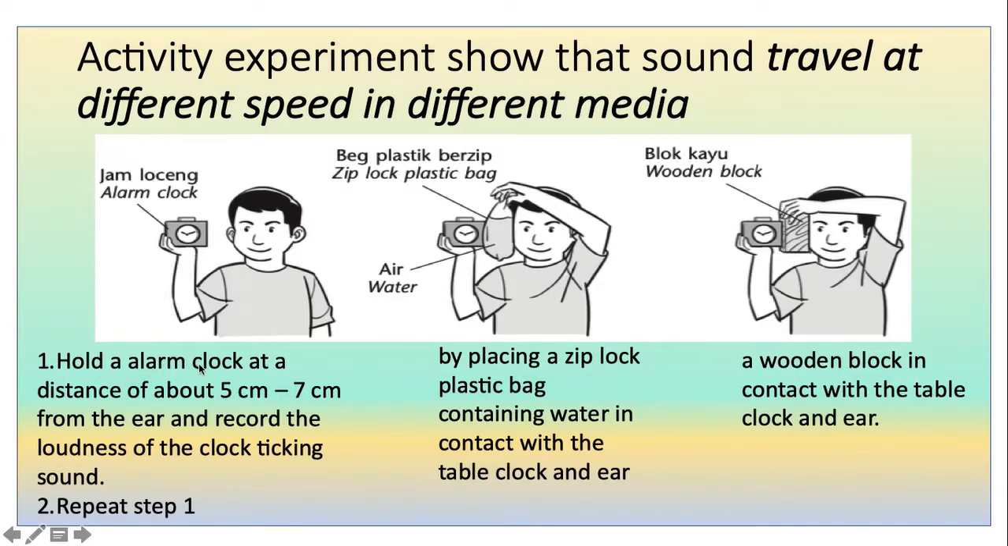First, hold an alarm clock at a distance of about 5 cm to 7 cm from the ear and record the loudness of the clock ticking sound. Then repeat this step by placing a Ziploc plastic bag containing water in contact with the alarm clock and ear. Then listen to the loudness of the clock ticking sound. Finally, change the Ziploc plastic bag with a wooden block and listen to the loudness of the clock ticking sound.